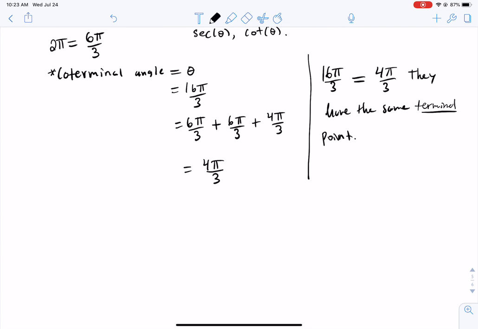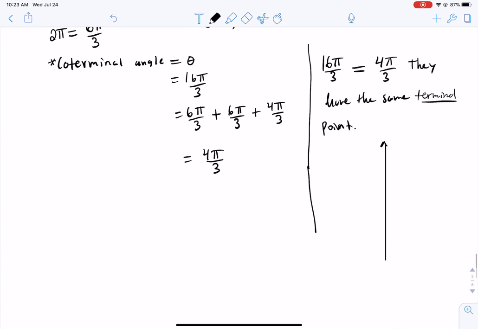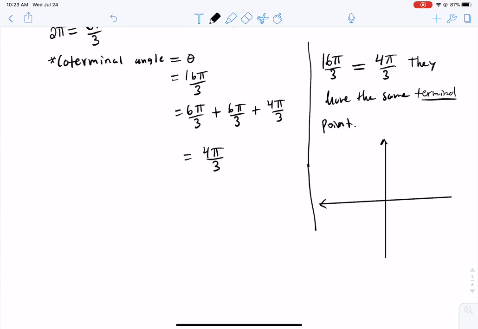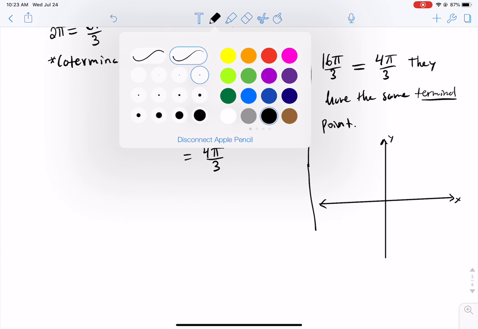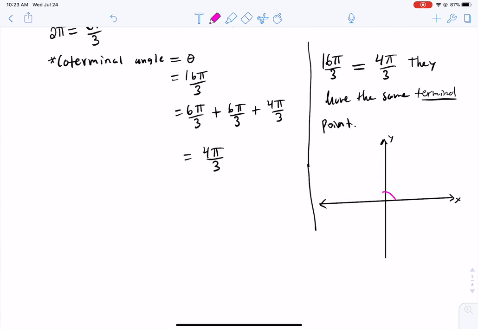So the terminal point that I'm describing here is, if you have this point x, y, you went around this circle twice, right? So here is once. How much is that? 2 pi. Here's another one. How much is that? 4 pi. That's the 6 pi over 3, that's 2 pi, and 6 pi over 3, that's another 2 pi, but you still have to add 4 pi over 3.